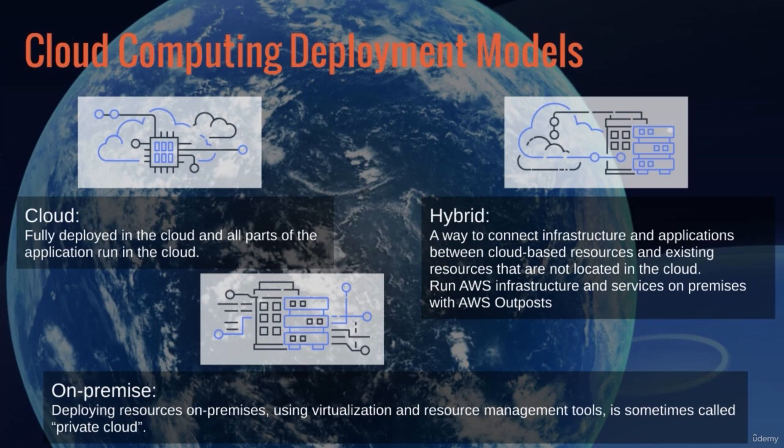It is also possible to run AWS infrastructure on-premises as part of a hybrid architecture. AWS Outposts is a fully managed service that offers the same AWS infrastructure, AWS services, APIs and tools to virtually any on-premises facility for a consistent hybrid experience. And finally, deploying resources completely on-premises using virtualization and resource management tools such as VMware is sometimes referred to as the private cloud.